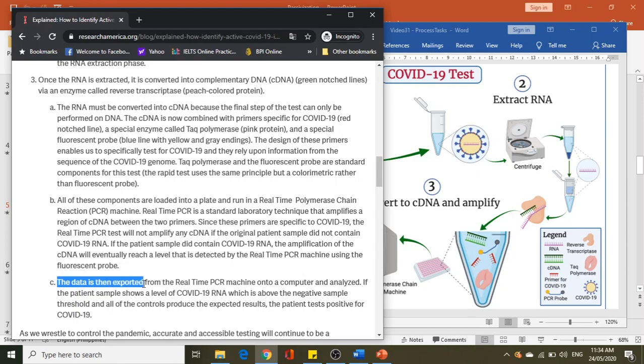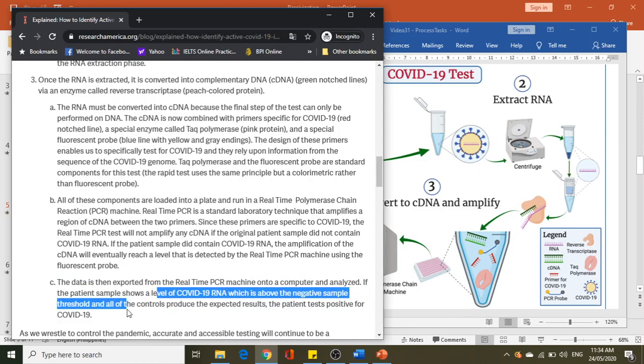If the patient sample shows a level of COVID-19 RNA which is above the negative sample threshold, and all of the controls produce the expected results, a patient tests positive for COVID-19. Hopefully this doesn't happen to you.